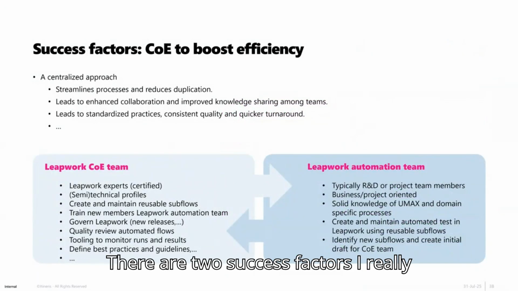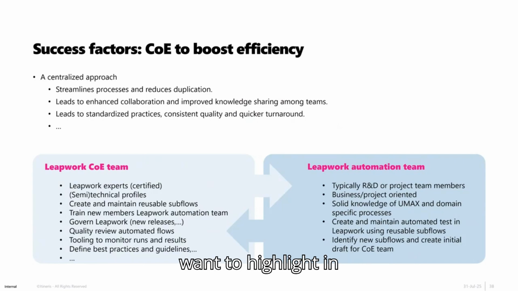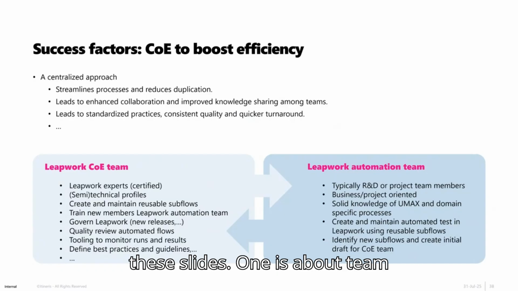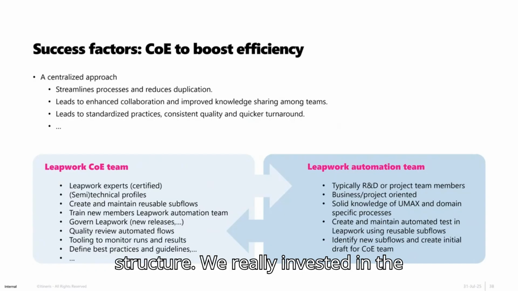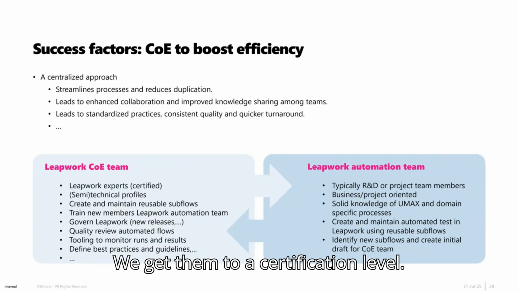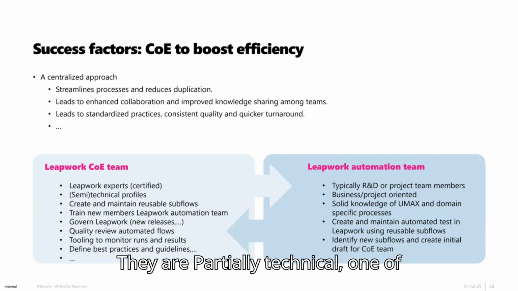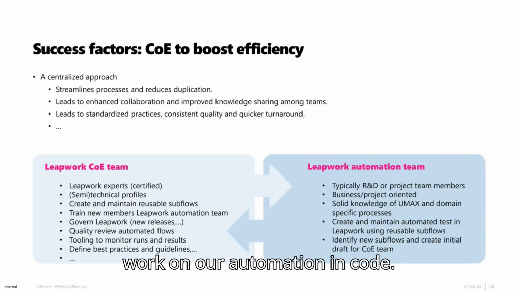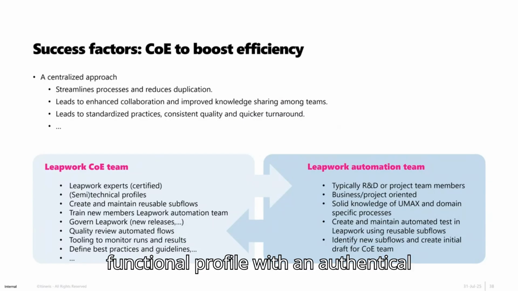There are two success factors I really want to highlight in these slides. One is about team structure. We really invested in the early stages to form a COE core team. We got them to a certification level. They are partially technical. One of them is really a developer who used to work on our automation in code. The other is a more functional profile with enough technical feeling.